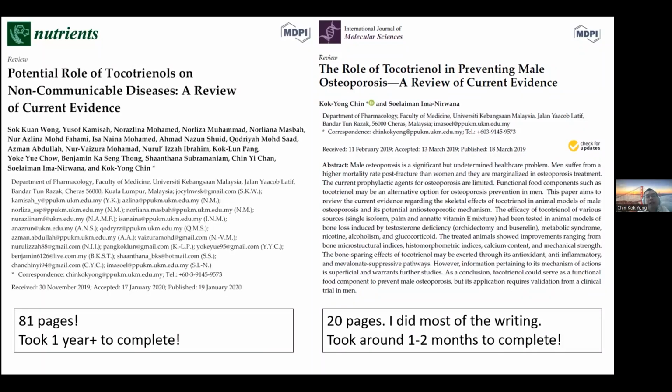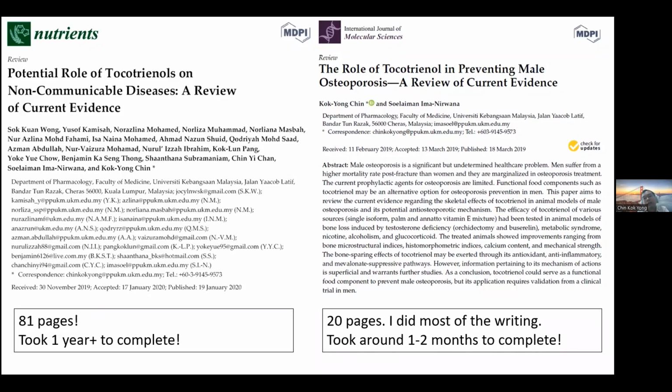And you can look at the extensive list of people involved in writing the review. The entire department is involved. It took one year plus to coordinate and to complete the review, which is a very extensive effort. A lot of energy, effort and manpower were spent on this review.